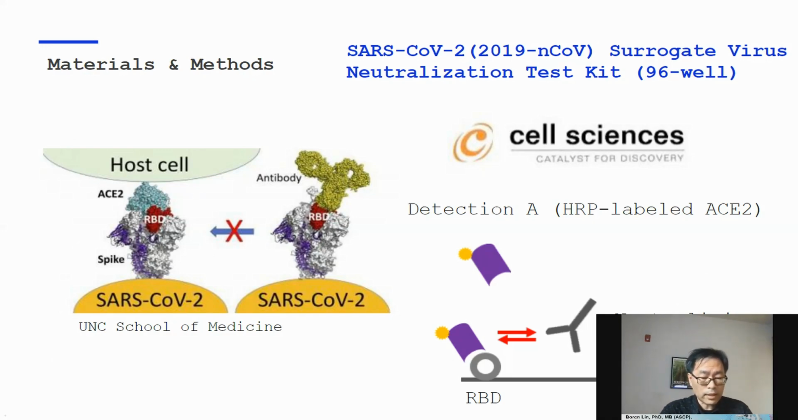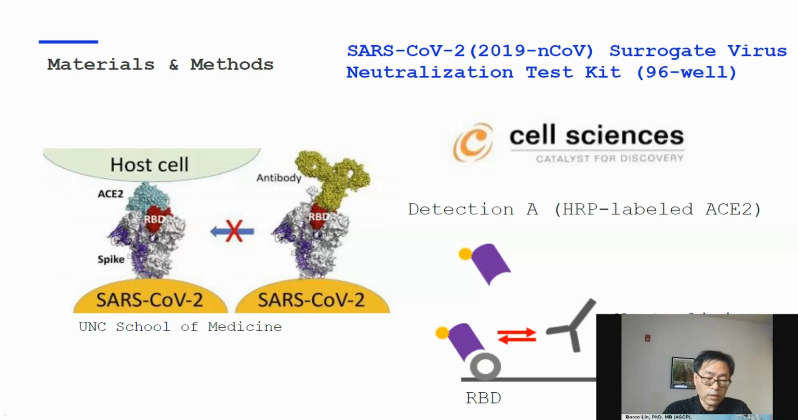So this is another test. This test kit is to measure COVID neutralizing antibody, and this is obtained from Cell Sciences. It is a different format of competitive ELISA, in which the antigen instead of antibody is coated on the plate. The reference molecule ACE2 carrying the enzyme competes with the target.